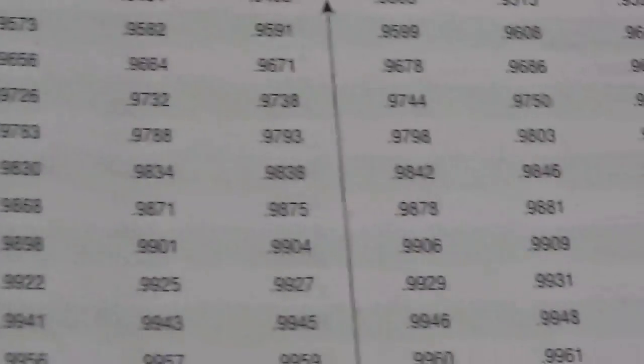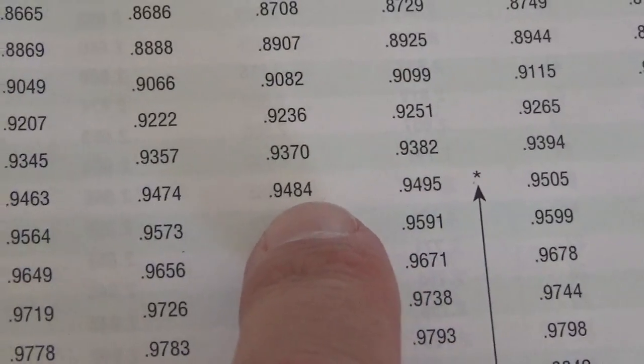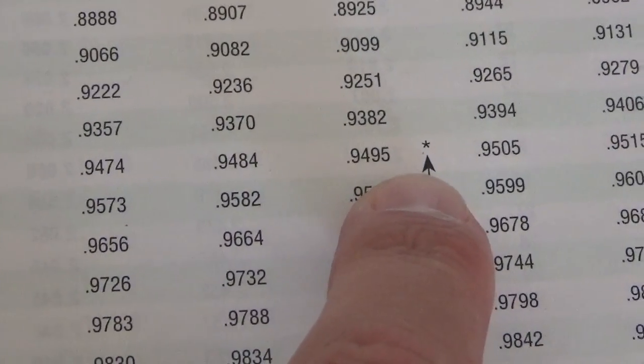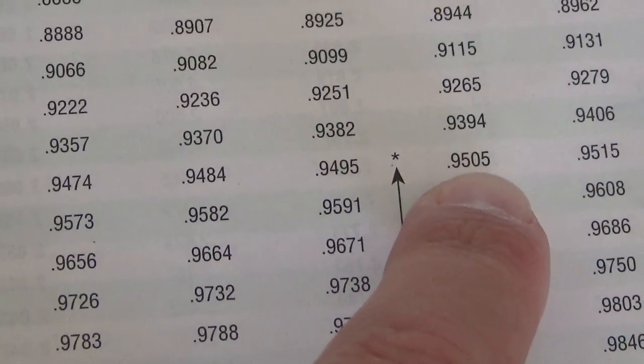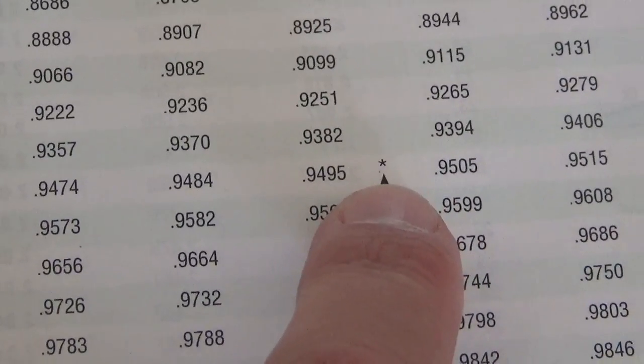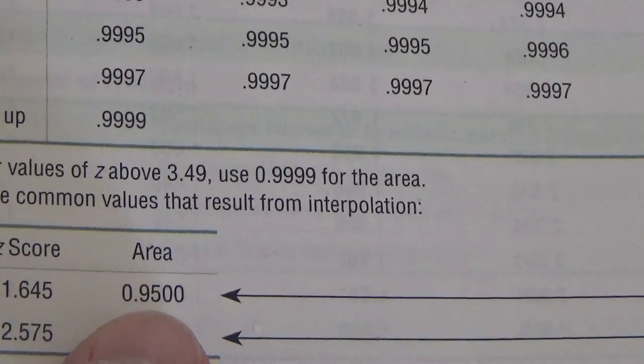Let's see here. I'm looking at the positive values, and I see 0.9484, 0.9495, 0.9505, but I don't have my 0.95. Well, I see a star here. I follow that star over. Yep, there's the 0.95 area.